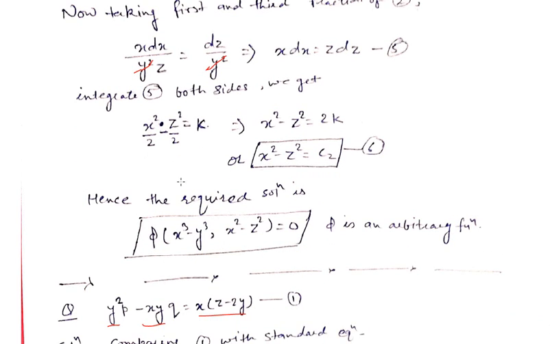So the general solution of the given equation can be written as phi, where phi is an arbitrary function. Phi is a function of u and v, where u is x cube minus y cube and v is x square minus z square, and the solution is phi of u, v is equal to 0. Now look at another example.